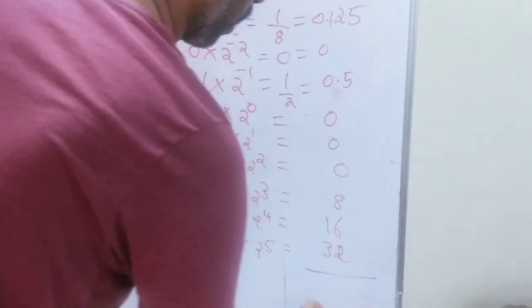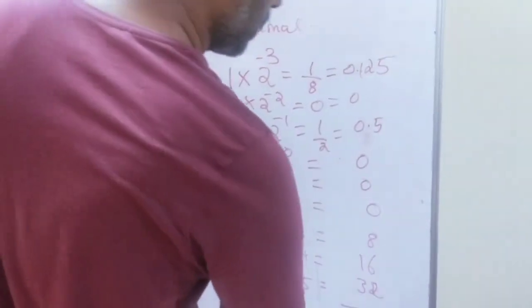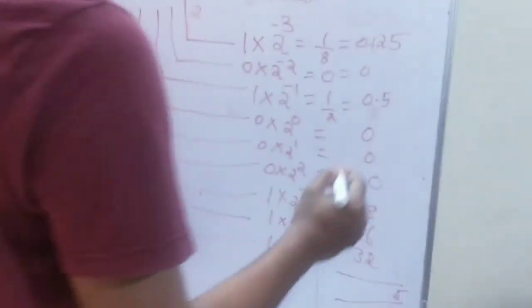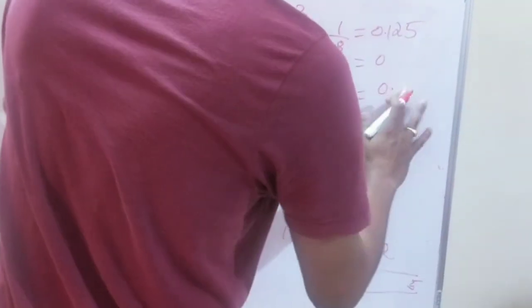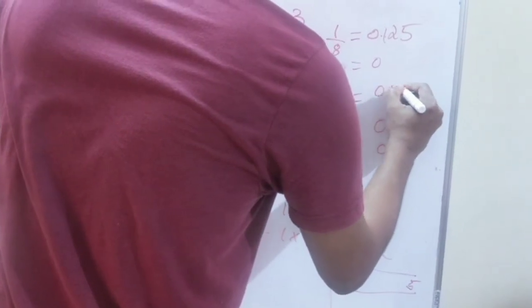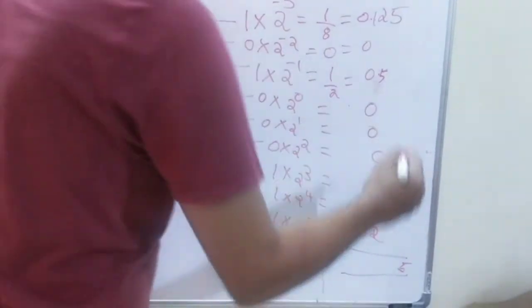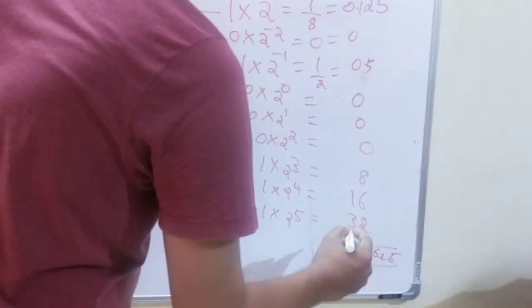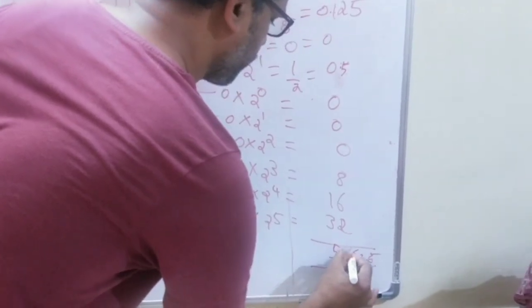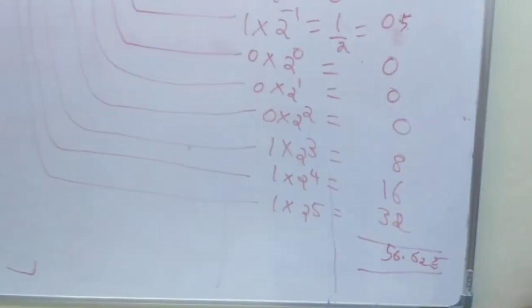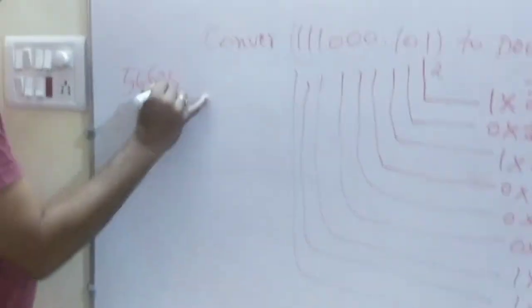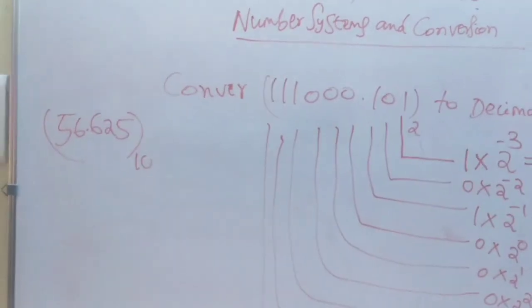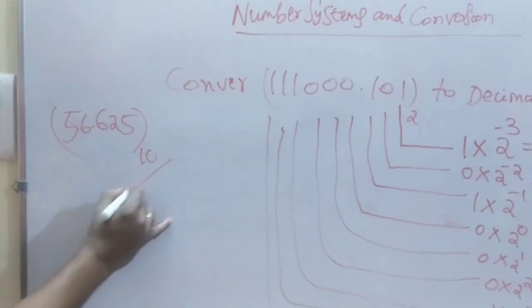So what is the result? Now we need to form the sum. This 0.5 should be added with 0.125, so 0.625. Here what you will be getting? 48 plus 8 is 56. So 56.625 base 10 is our decimal number. I've taken a different binary value here.